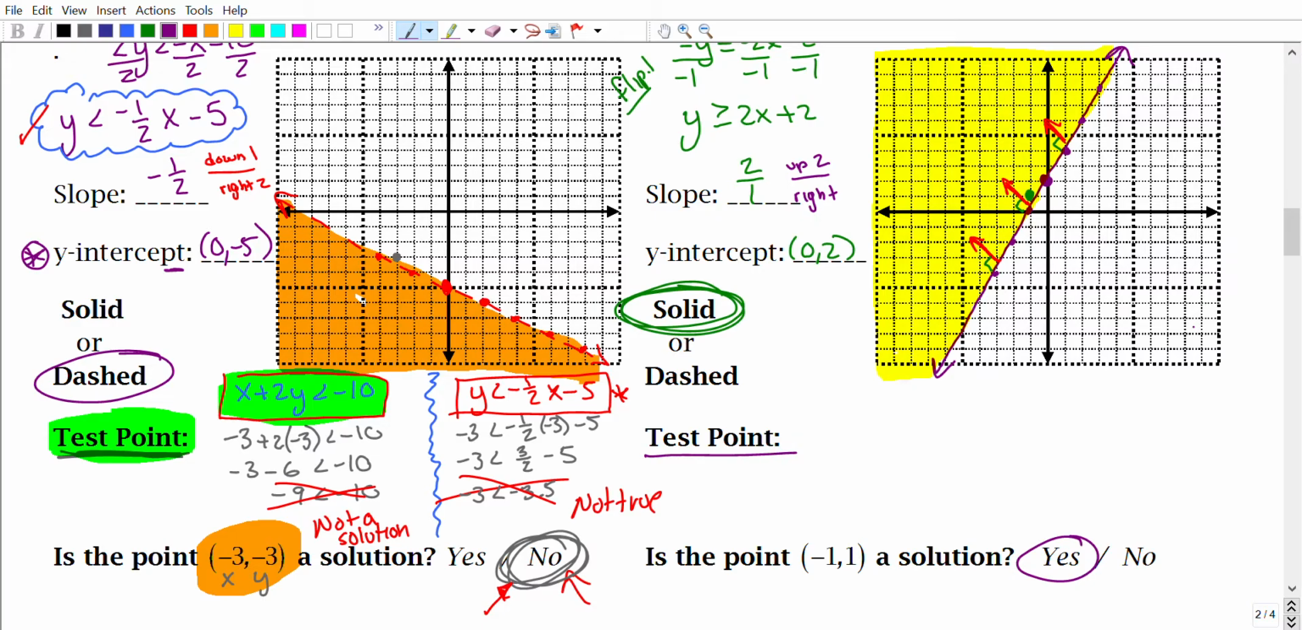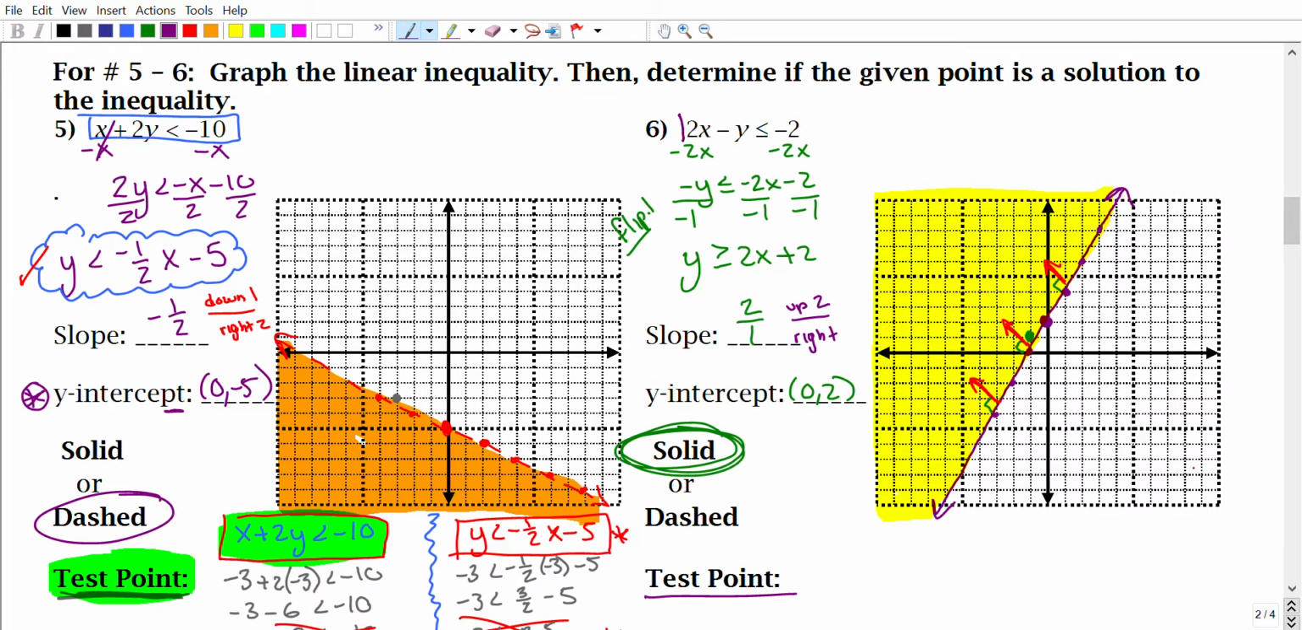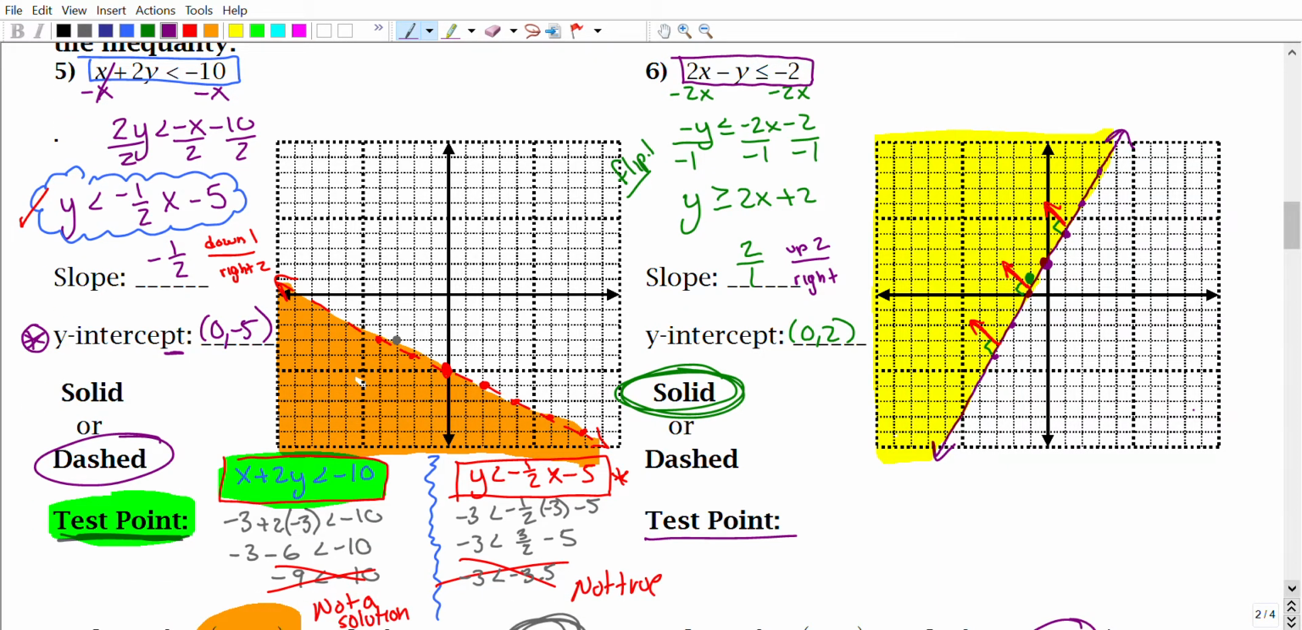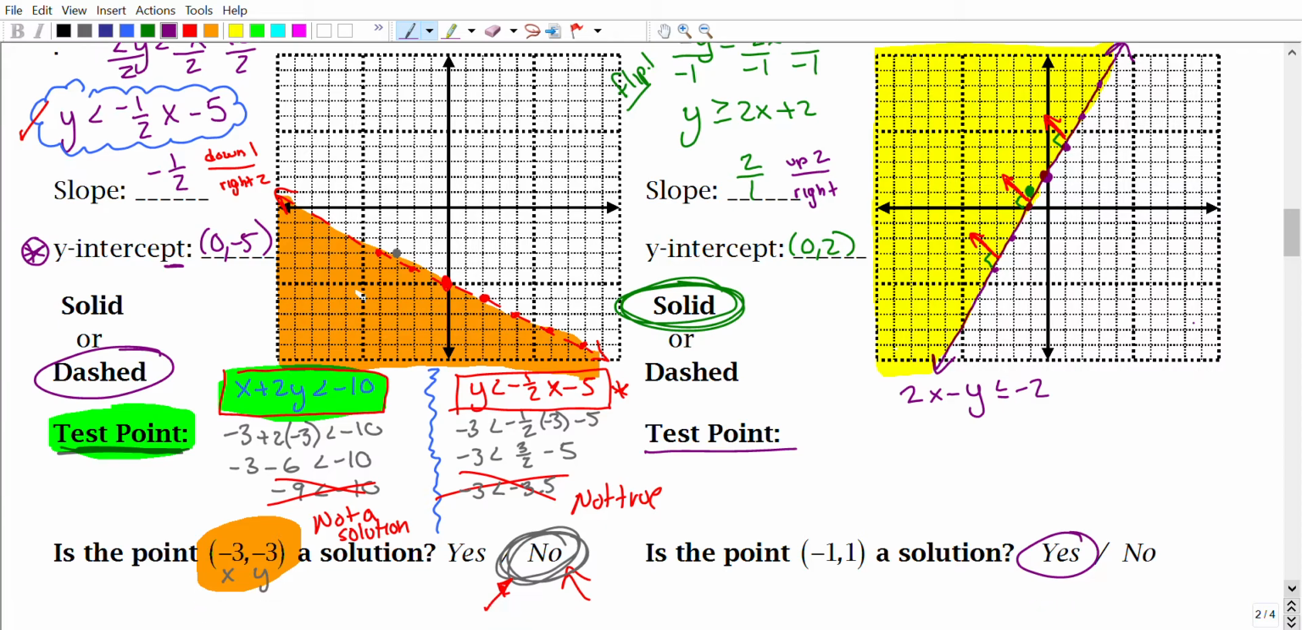Again, I'm going to use my original inequality just because I think you'll have fewer errors if you use the original. So I'm going to do 2x minus y is less than or equal to -2. I'm using my original inequality. I'm going to substitute in my values here. Again, this is my x, this is my y. So I get 2 times (-1) minus 1 is less than or equal to -2. This is -2 minus 1 is less than or equal to -2. So -3 is less than or equal to -2.